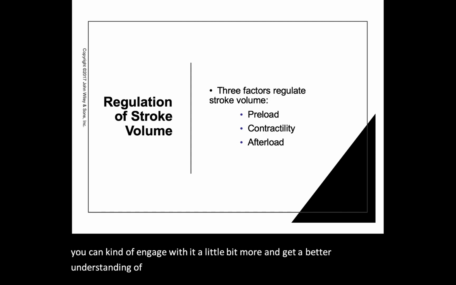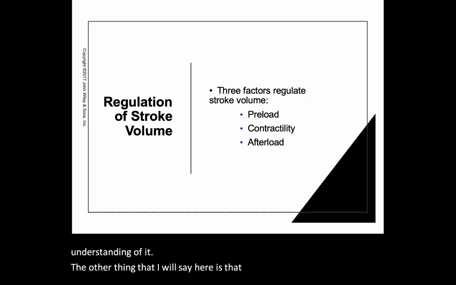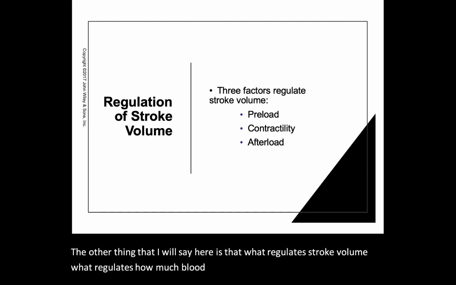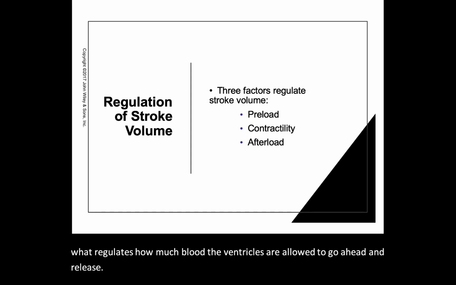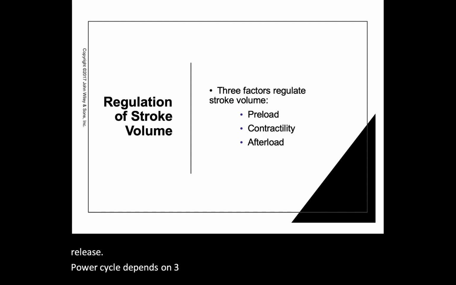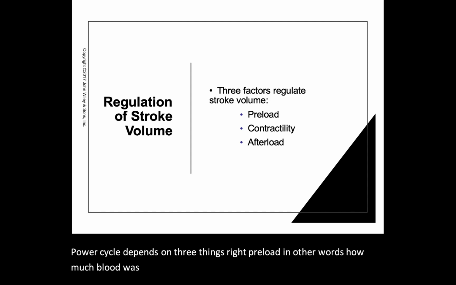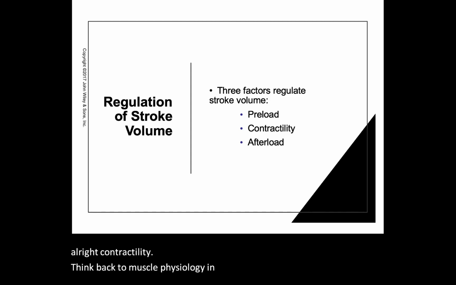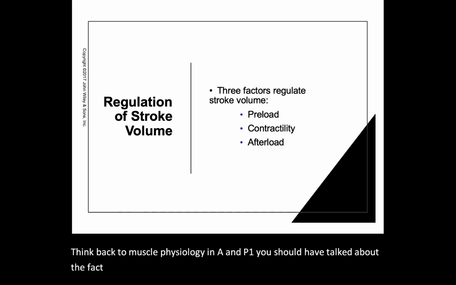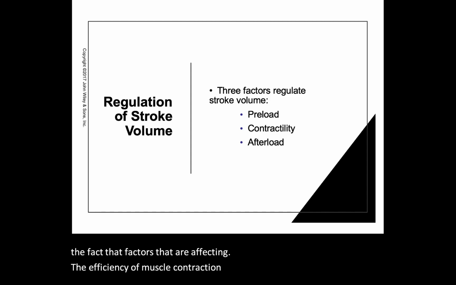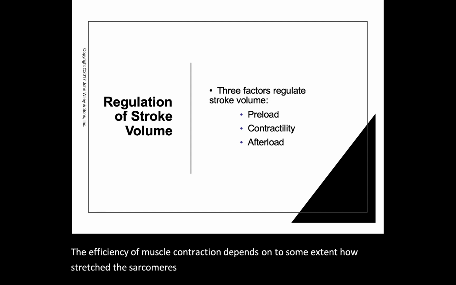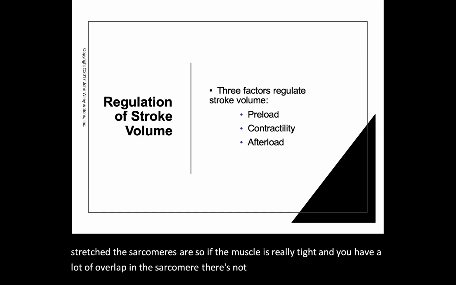Right. The other thing that I will say here is that what regulates stroke volume, what regulates how much blood the ventricles are allowed to release per cycle, depends on three things. Right? Preload, in other words, how much blood was in the ventricle prior to contraction. That's your preload. All right? Contractility. Think back to muscle physiology in A&P 1. You should have talked about the fact that the efficiency of muscle contraction depends, to some extent, on how stretched the sarcomeres are. So if the muscle is really tight and you have a lot of overlap in the sarcomere, there's not a whole lot of room for contraction. You're going to get a weaker contraction.